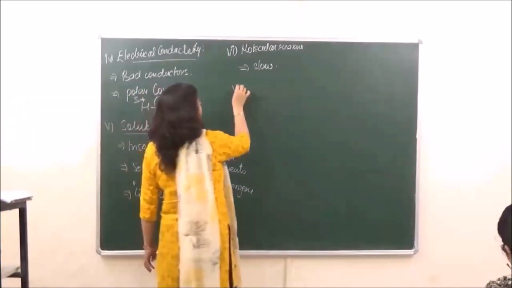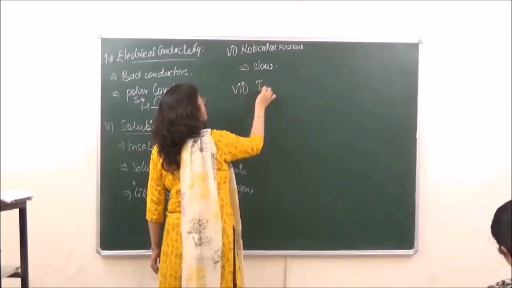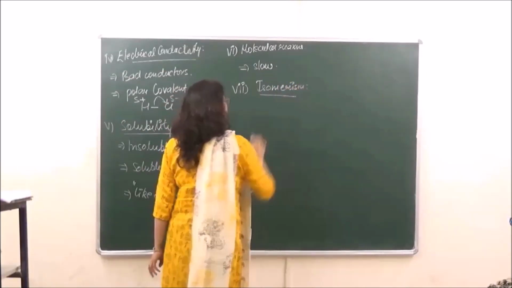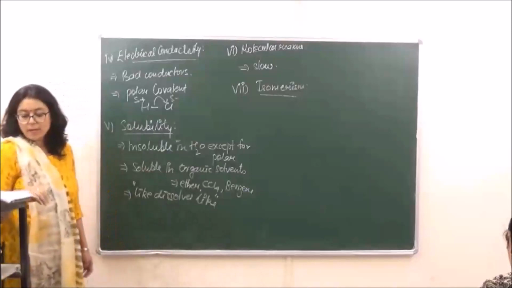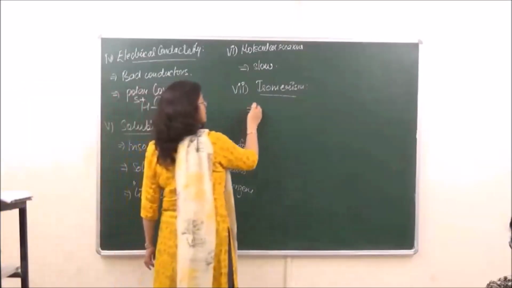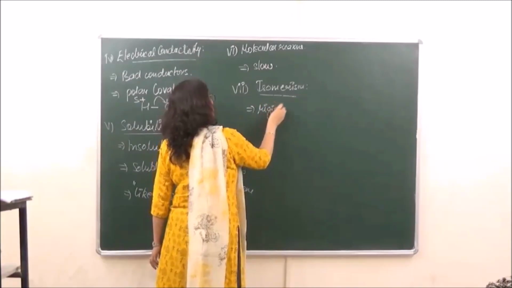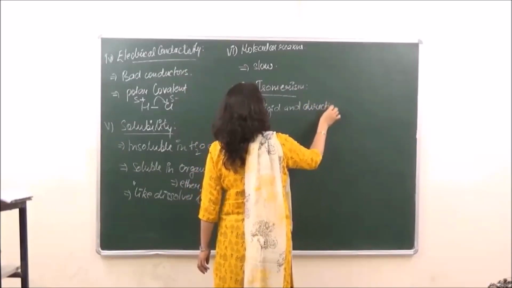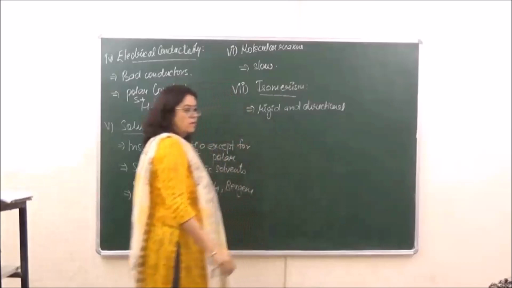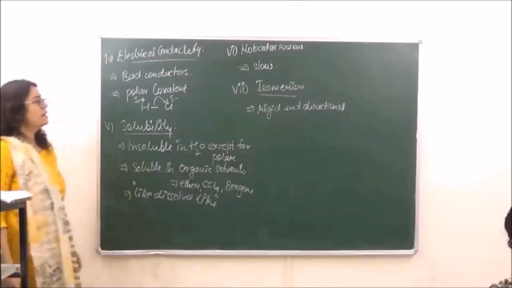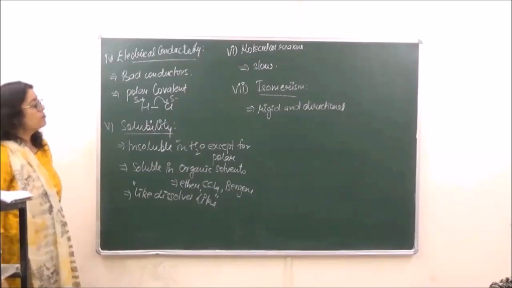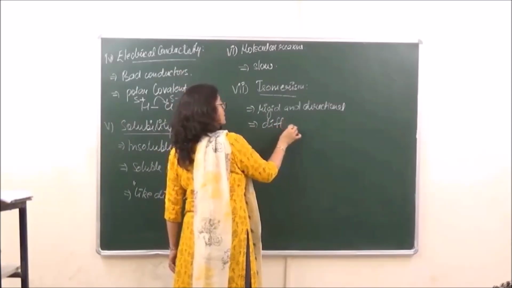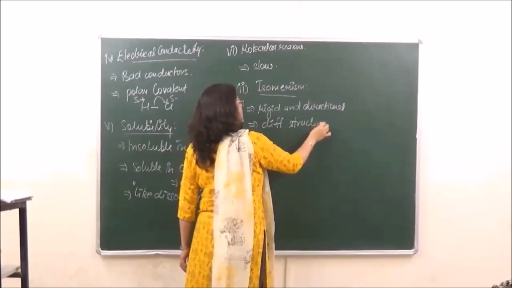Then the next property is isomerism. We have already studied about this, that the covalent compounds are rigid and directional. Okay? These compounds are rigid and directional. Because of their directional nature, they show different structures in space.